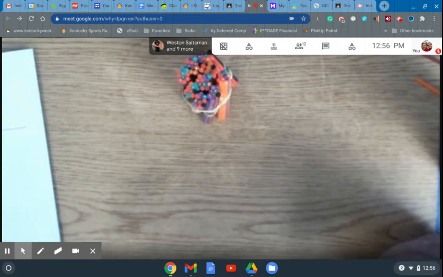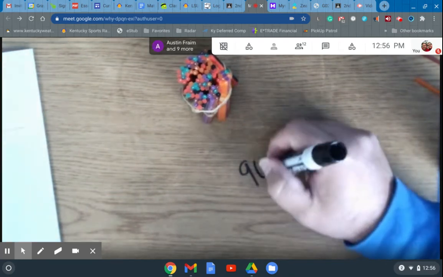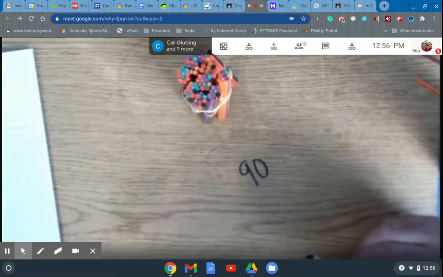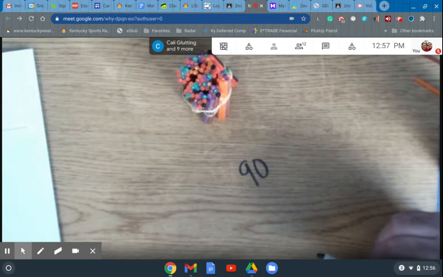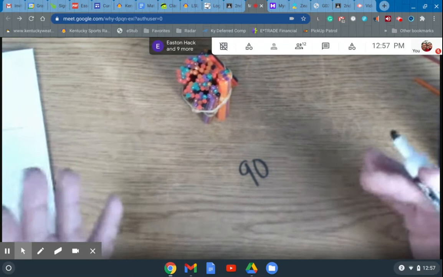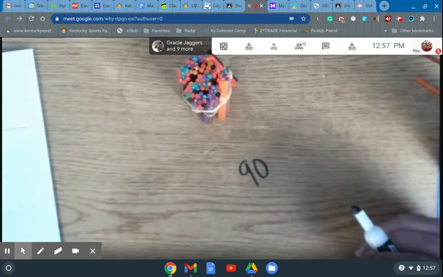So that will be 90. Okay, he thinks it's 90. So if I go backwards 10 from 100, you're right, it's 90. So do I need to do anything else or just say it's 90 and go on? No. You do need to do something. Oh, what do I need to do?